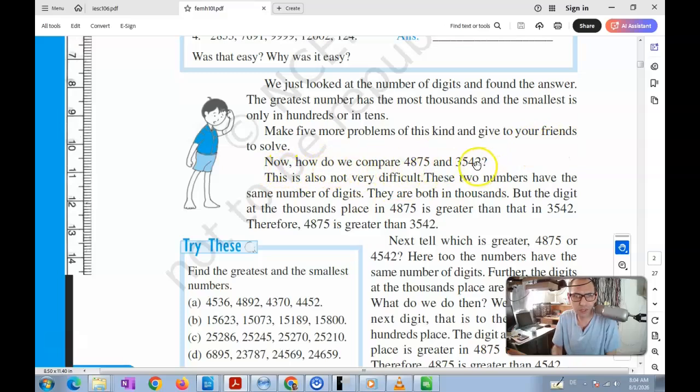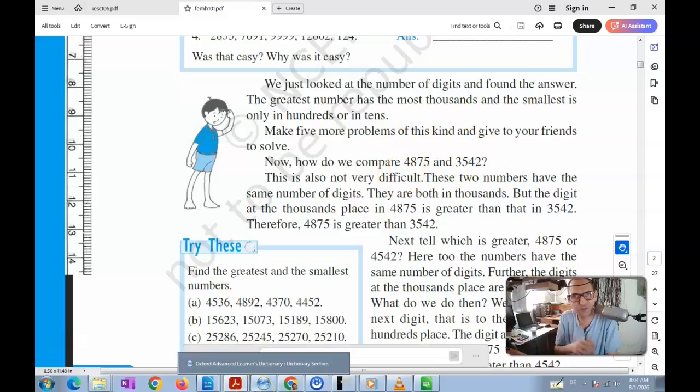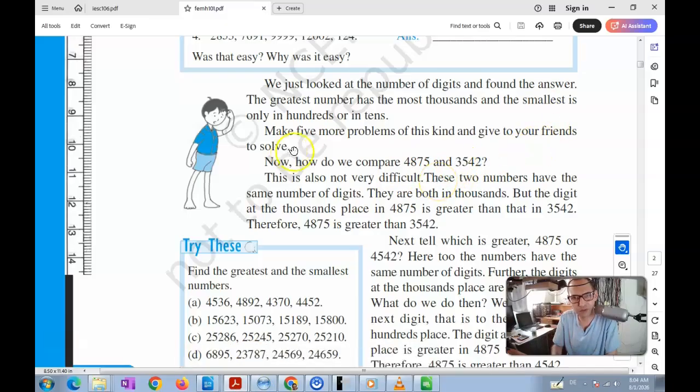And now how do we compare, for example, 4,875 and 3,542? They have the same number of digits, so you would go for the largest place value in both numbers, which is the thousands place value, the 4 over here and the 3 over here, and then compare the 2 digits. Since 4 is greater than 3, this number is of course greater than this number, meaning that 4 in the thousands place value means 4 times 1,000, which is 4,000. Then 3 times 1,000 would be 3,000, so of course 4,000 would be greater than 3,000, right? And so this number is greater than this number.